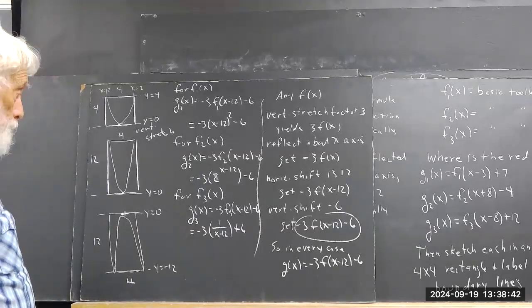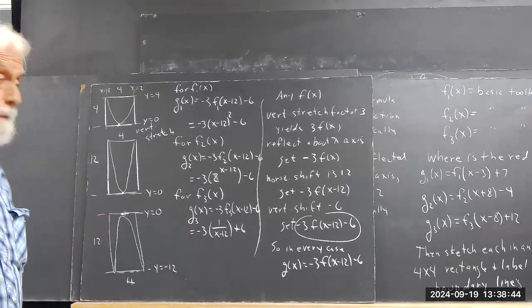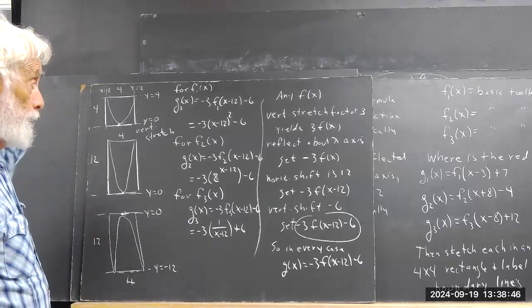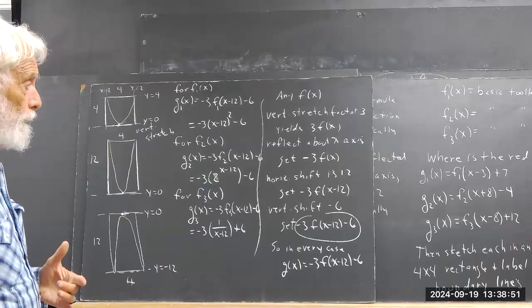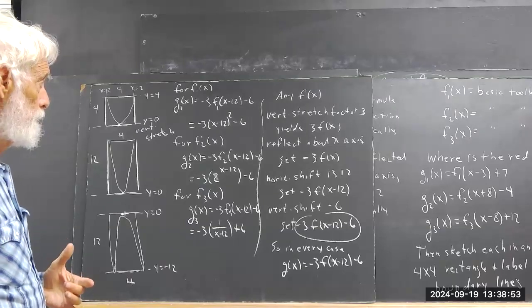Now y equals 0 is here. Now what do we do? Well, we move the red dot to the points, this function, 12, 6. Is that what I said?